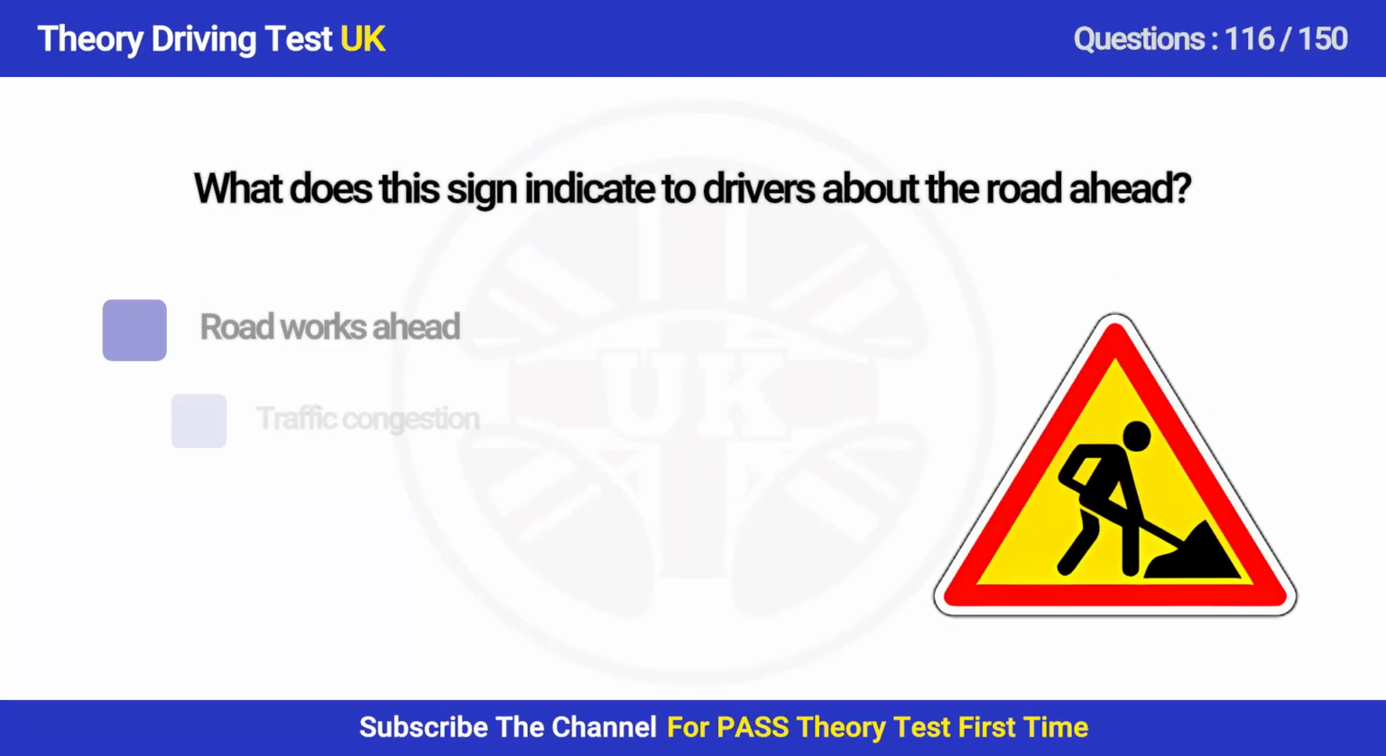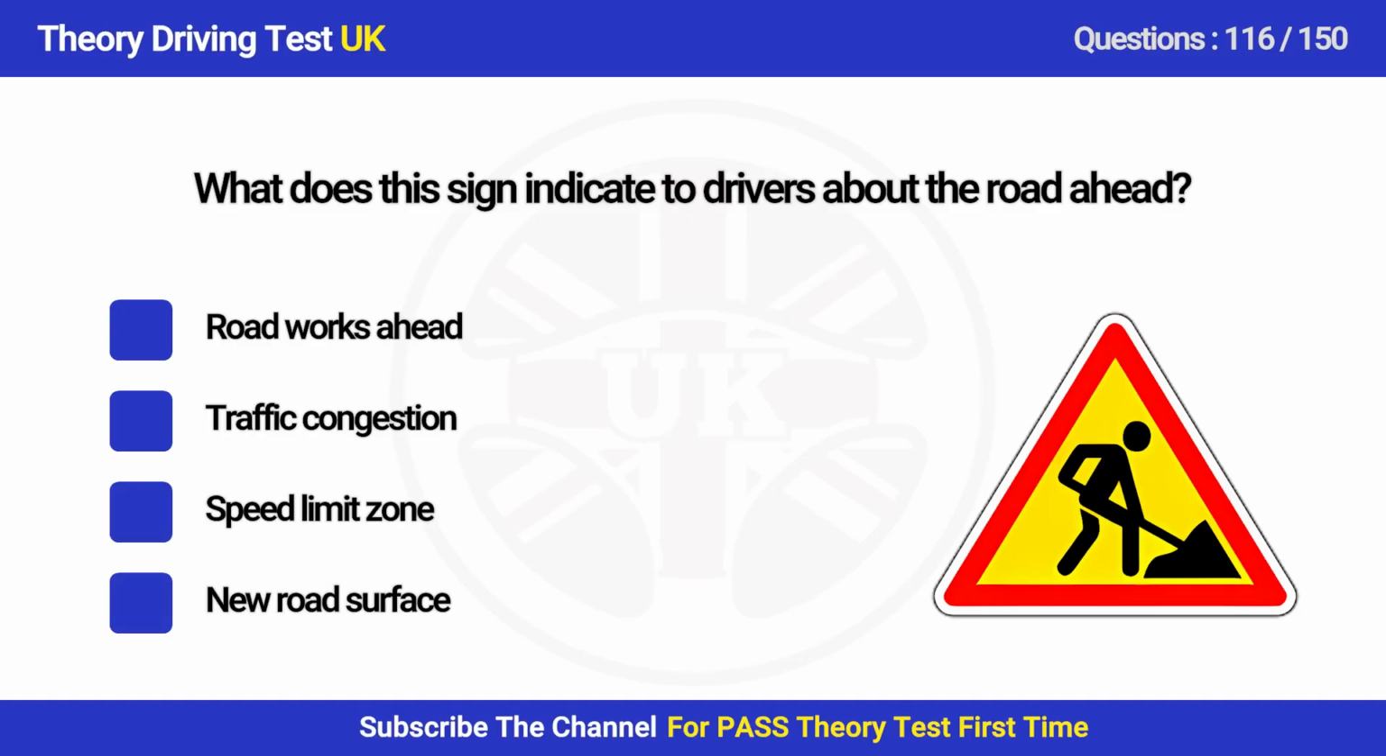Question 116. What does this sign indicate to drivers about the road ahead? A. Road works ahead. B. Traffic congestion. C. Speed limit zone. D. New road surface.